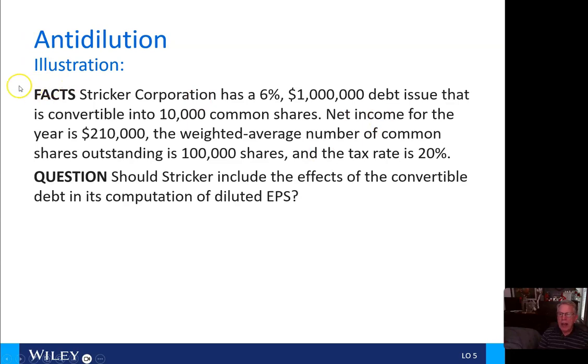So if we look at an anti-dilution situation here, Stricker Company has a 6% $1 million debt issue that is convertible into 10,000 common shares. The net income for the year is 210,000. The weighted average number of common shares outstanding is 100,000, and the tax rate is 20%. Should Stricker include the effects of the convertible debt in its computation of diluted earnings per share?